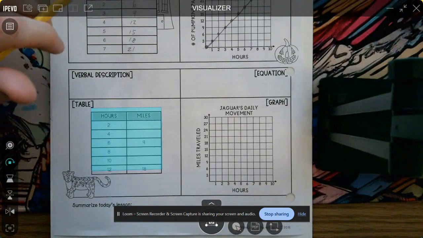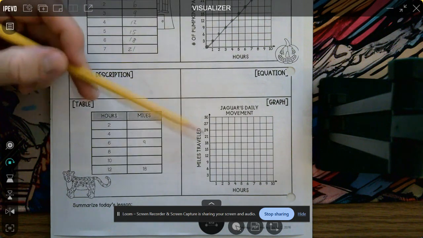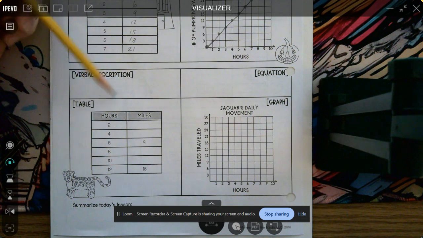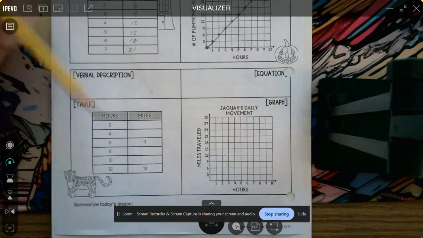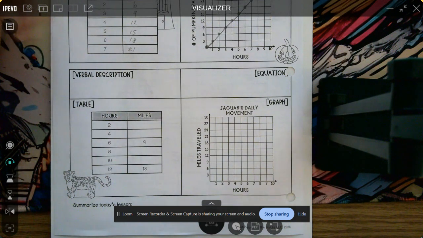All right, we don't have any questions to answer about it. So now we have our last example. We don't have the verbal, we don't have the equation. We have our variables. We have miles traveled and hours for a jaguar's daily movement. And we have missing values in our table. I'm telling you that it's proportional. So how can we find these missing values? I'm going to give you an example of how we can do that.